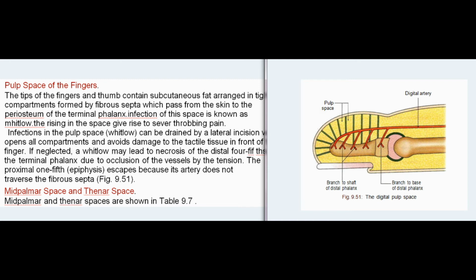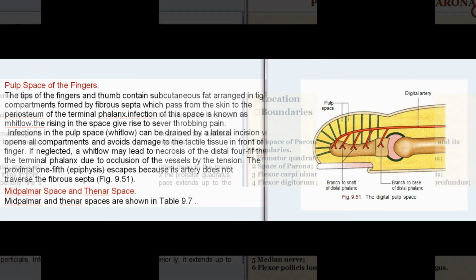Infections in the pulp space, whitlow, can be drained by a lateral incision which opens all compartments and avoids damage to the tactile tissue in front of the finger. If neglected, a whitlow may lead to necrosis of the distal 4/5ths of the terminal phalanx due to occlusion of the vessels by the tension. The proximal 1/5, epiphysis, escapes because its artery does not traverse the fibrous septa, Fig 9.51.